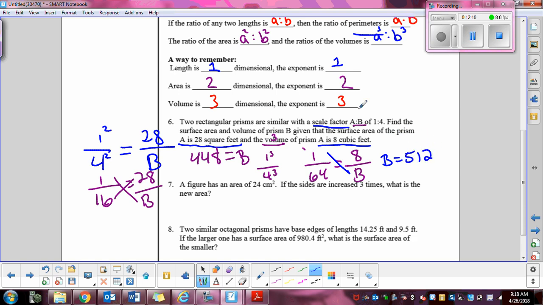They're not usually asking you for so many things. This one's asking me for 2. So that one was a little bit more difficult. Let's try an easier one. This is my surface area, and this is my volume.